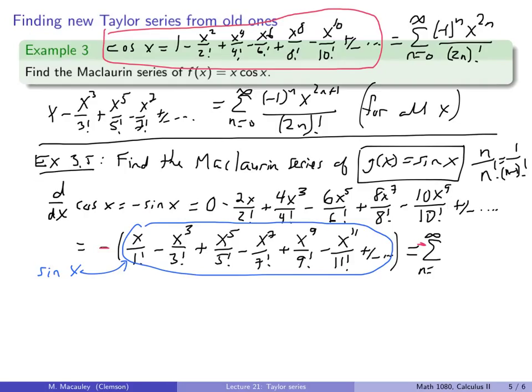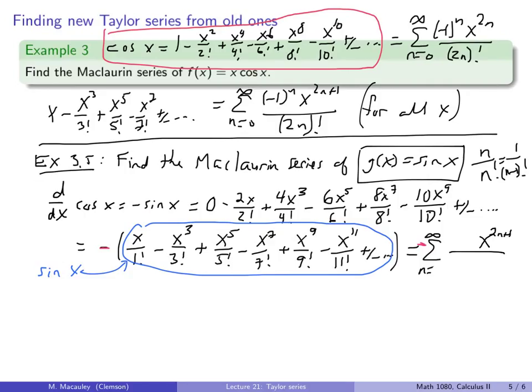Okay, so we want a closed formula for this, and so we're only picking off the odd powers of x. So I'm going to put a fraction here. I'm going to put an x to the 2n plus 1.